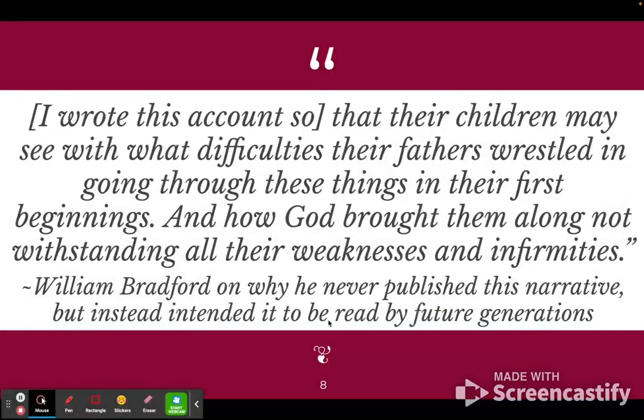So this is what William Bradford said. I wrote this account so that their children may see with what difficulties their fathers wrestled in going through these things in their first beginnings, and how God brought them along, notwithstanding all their weaknesses and infirmities. So he didn't publish this narrative when he wrote it. He just saved it so that future generations could look back at what happened.